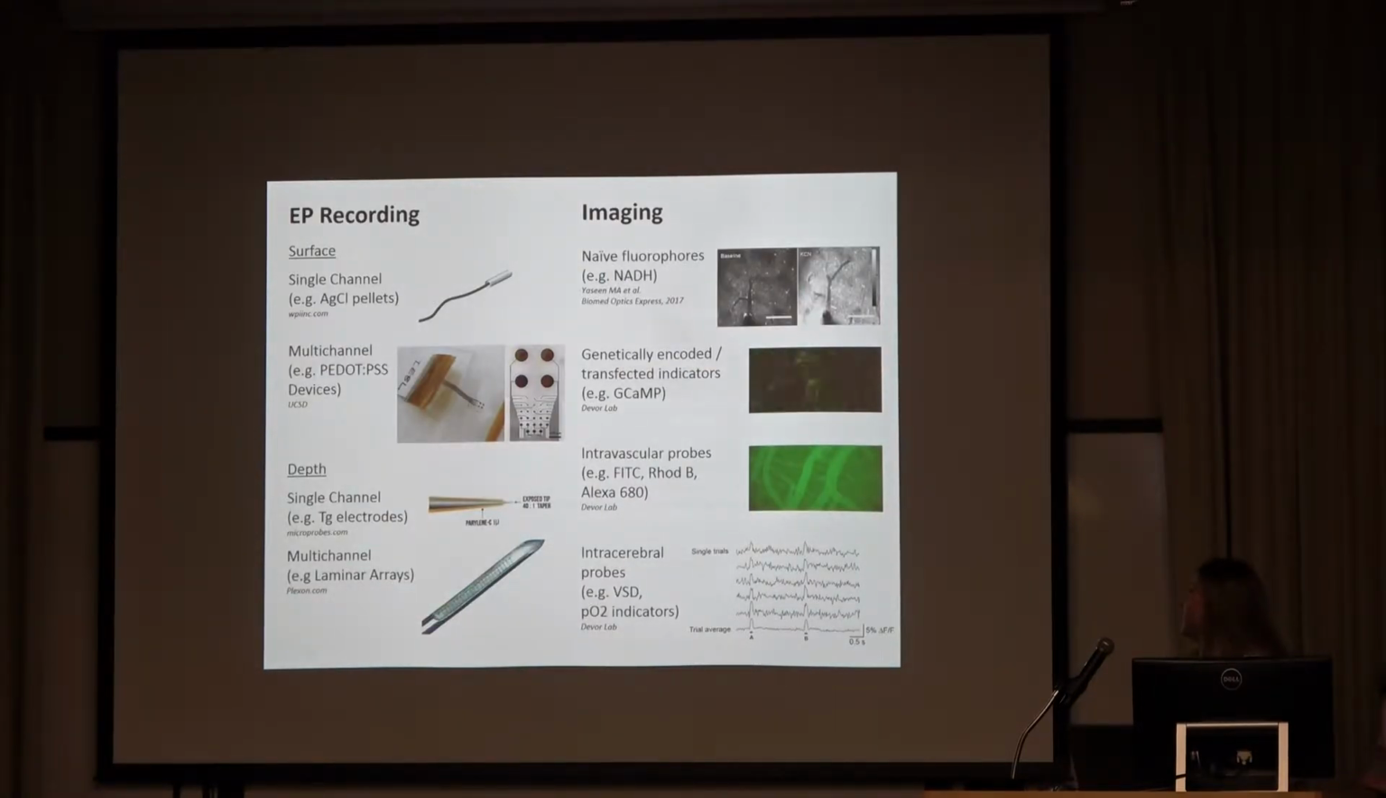So we're going to talk about the multi-channel surface devices, the PPSS devices, and Lorraine is going to explain the technical aspects of it. And for the imaging, you can have naive fluorophores, or genetically or virally transfected indicators like GCaMP here, or intravascular probes of all kinds of colors, or intracerebral probes that you can inject directly into the tissue. And since these arrays are transparent on the background, they also allow you to image with optogenetic activation.